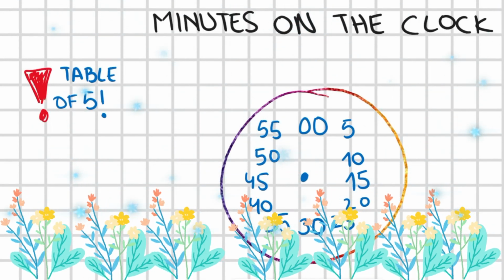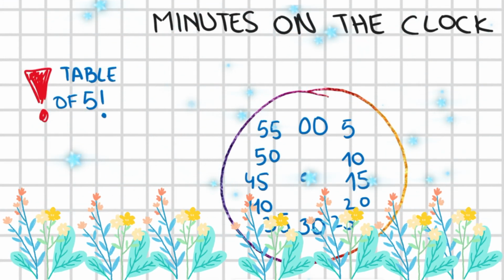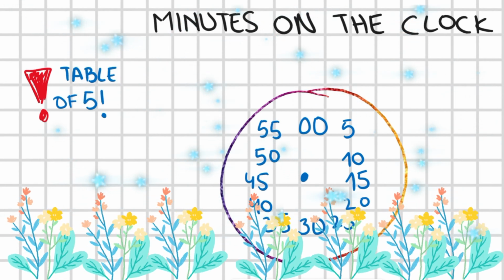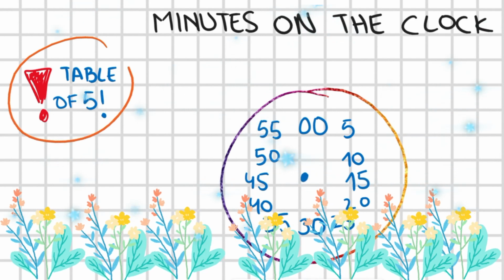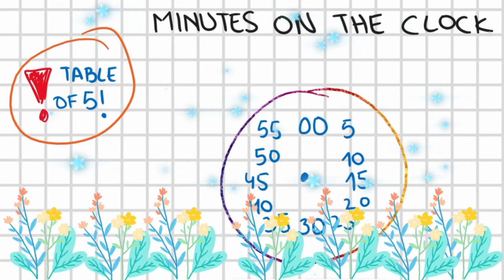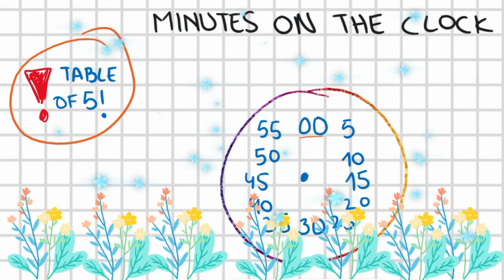Now, how do minutes on the clock look? The minutes on the clock are related to the table of 5, which is very important. They go from 00 to 55.